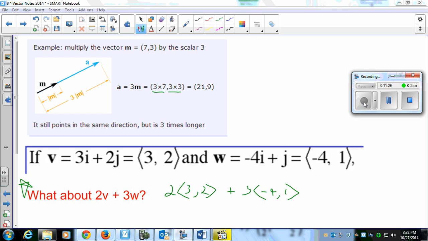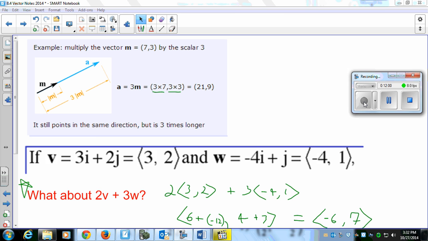And then I'm going to add them together and group them. So 2 times 3 is 6, plus my i component over here, 3 times -4 is -12. And then we have our j component, which is going to be 4, and for this one, we have plus 3. So then our resulting vector is -6, 7. Okay, so a scalar is just multiplying it and increasing that magnitude.